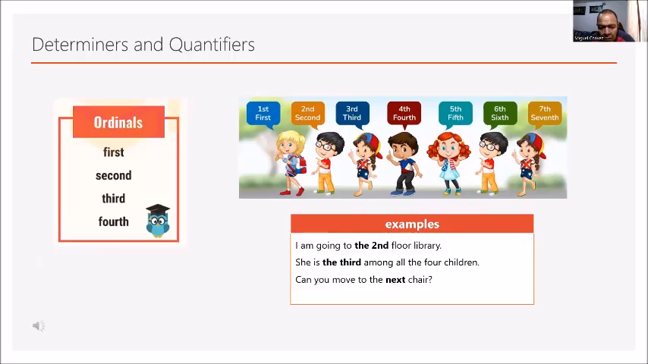For example, I am going to the 2nd floor library. She is there among all of the 4 children. Can you move to the next chair?